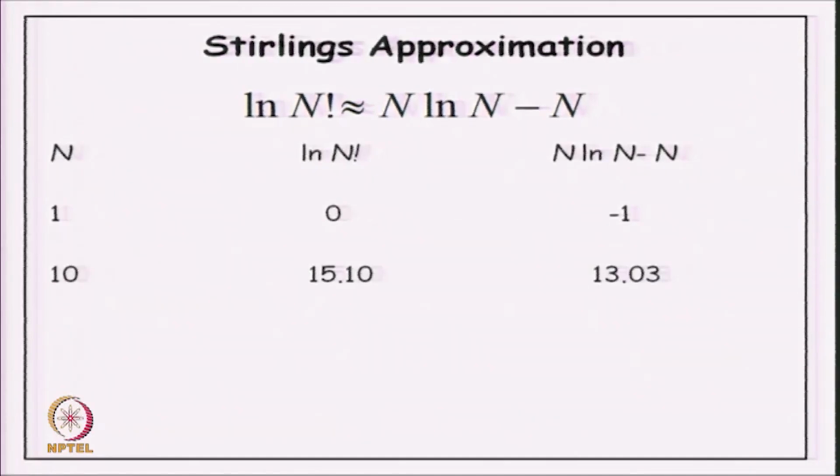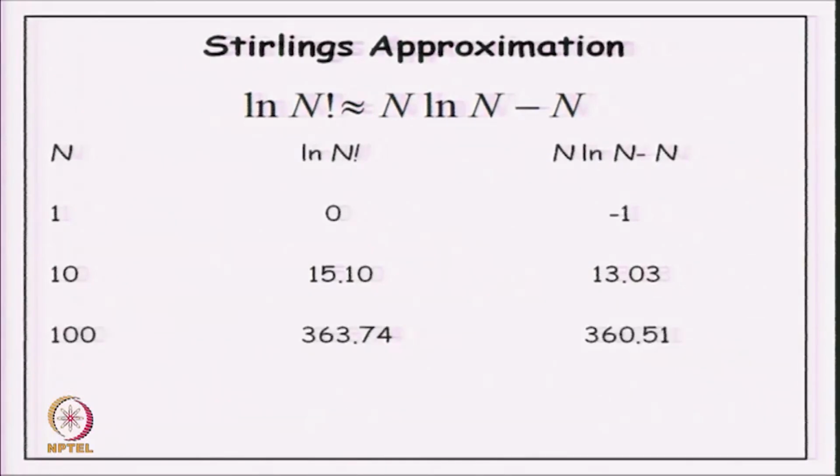But even if we go to 10, we start finding that it is becoming a good approximation. Now, log factorial n exact value was about 15, whereas the approximation is giving a value of 13. So, we are making an error of 2 in 15, which is still a 12-13% error.